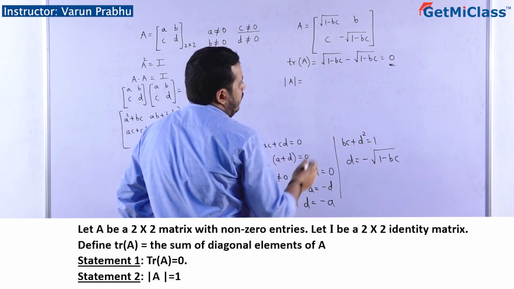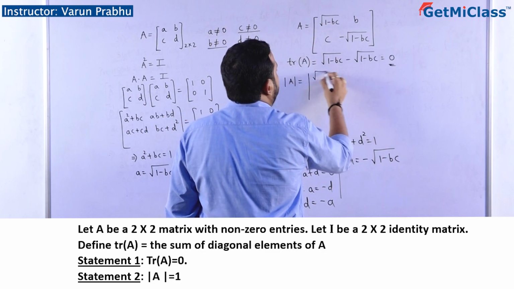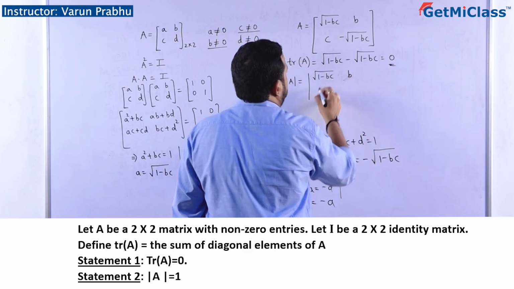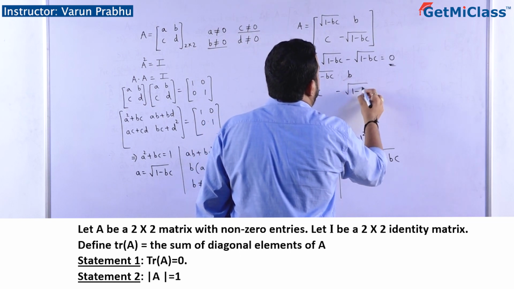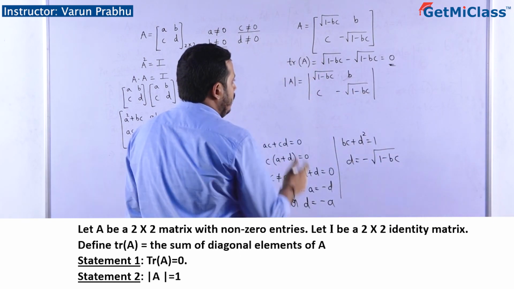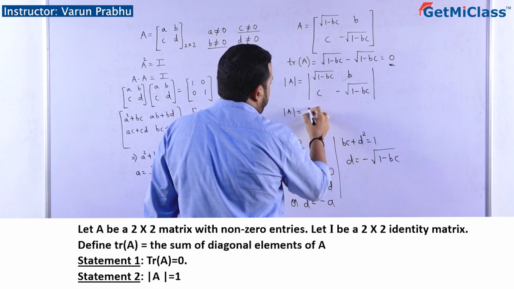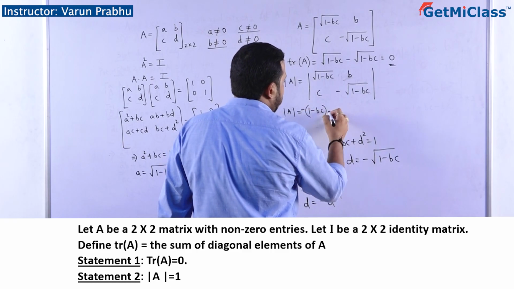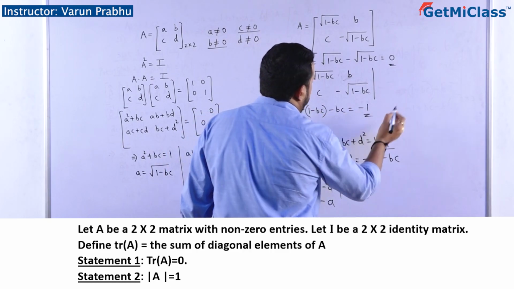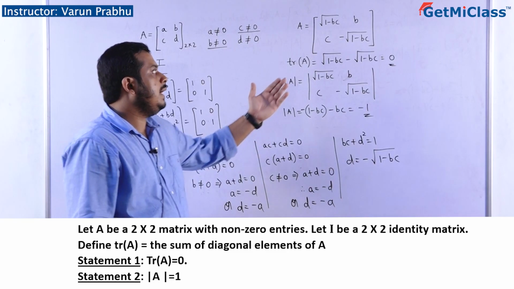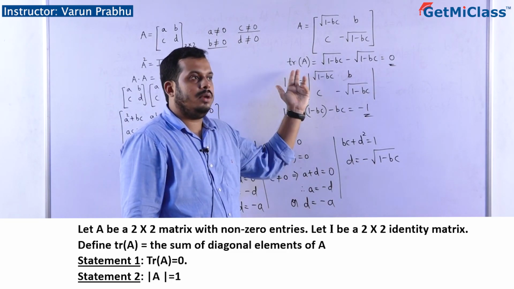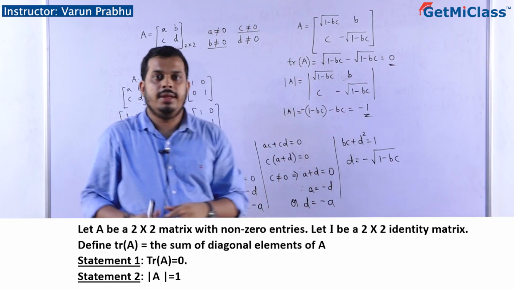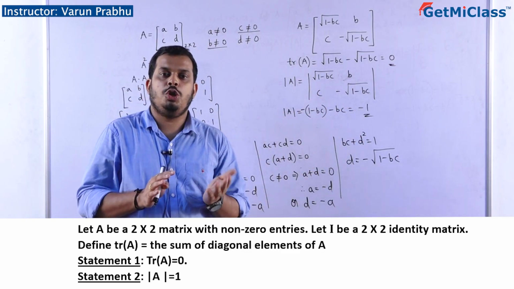Also the question is asking you to calculate the determinant. Determinant of the matrix A is equal to determinant of [[root over 1 minus bc, b], [c, minus root over 1 minus bc]]. So determinant of the matrix A is equal to minus (1 minus bc) minus bc, that is equal to minus 1 is what we get. So by looking at the answer, we can mark the options here. Trace of the matrix 0 is correct. Determinant value of A is equal to minus 1. Whatever corresponds to the option will be the answer.